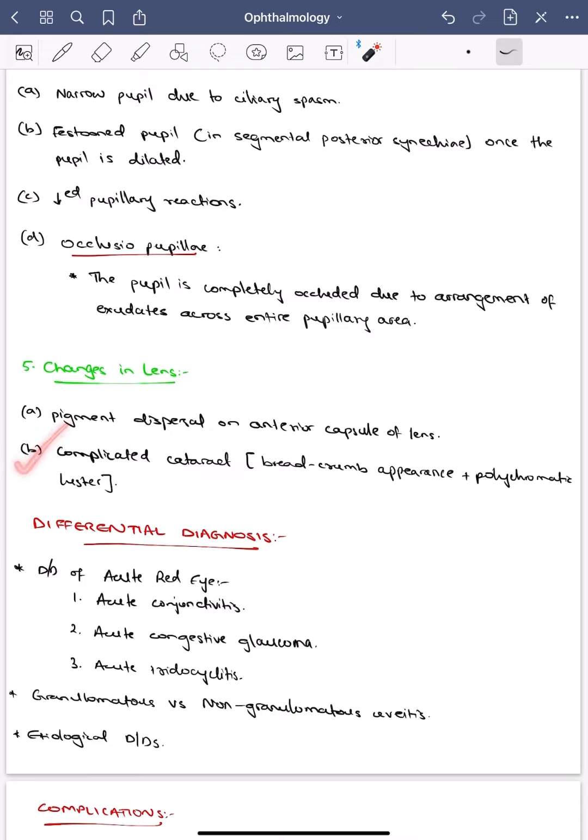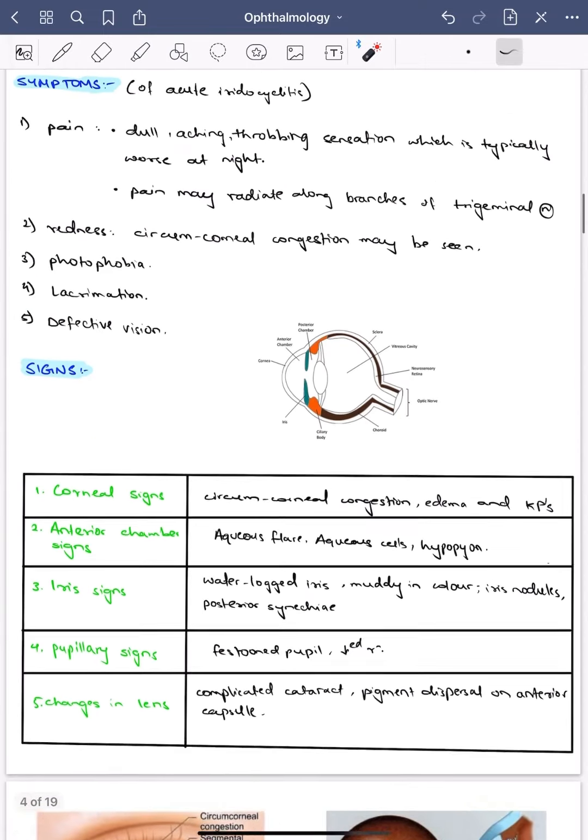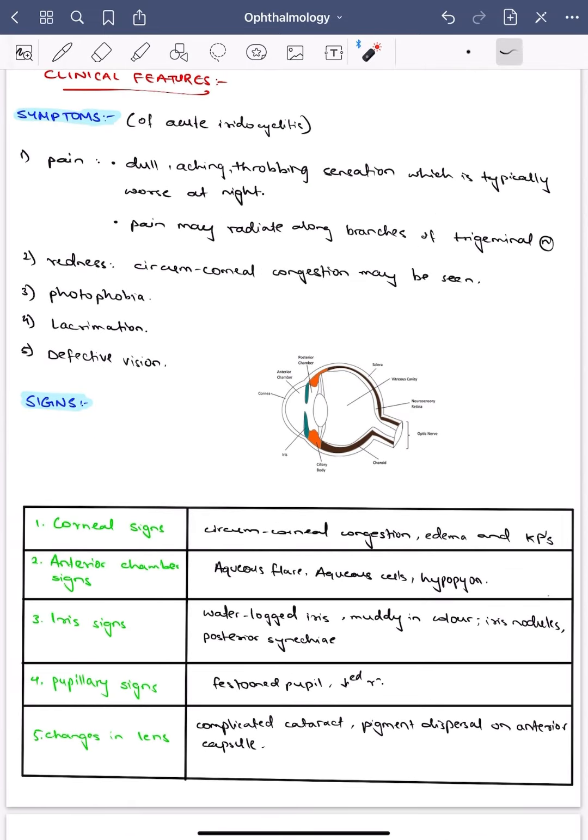And what are the two important features of complicated cataract? Breadcrumb appearance and polychromatic luster. So these are the changes in the lens. So let's revise the signs of anterior uveitis. So remember, the light passes like this.